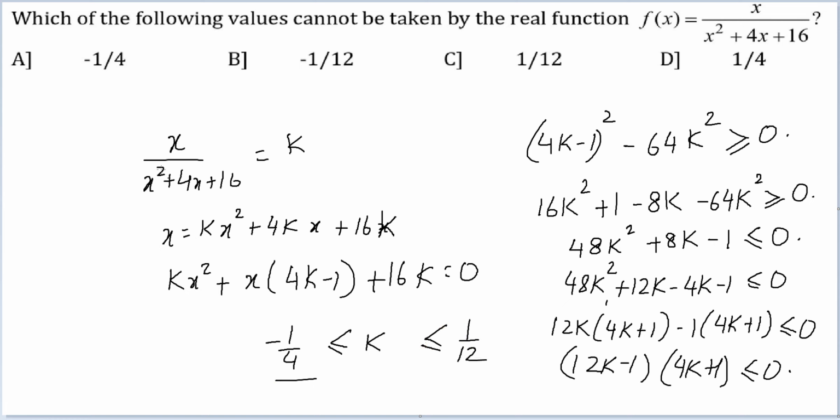The minimum value of this expression is minus 1 by 4. So this is acceptable, and the maximum value is 1 by 12. This is also acceptable. So this is the value that cannot be taken. Answer is option D.